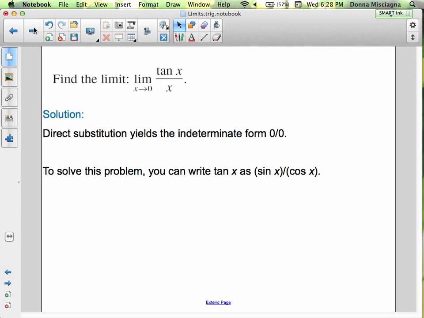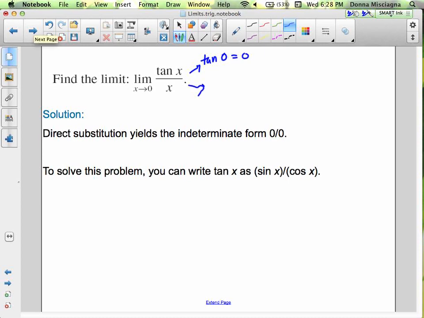We want to find the limit of tangent x over x as x approaches 0. Well, direct substitution is going to be a problem, right? Because tangent of 0, well, that's 0, right? Because tangent is sine over cosine. Sine is 0 when x is 0, so is tangent. And then, of course, you plug in 0 for the x, and that's 0. So direct substitution yields the indeterminate form, 0 over 0.